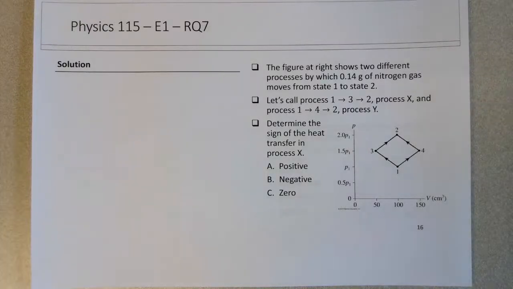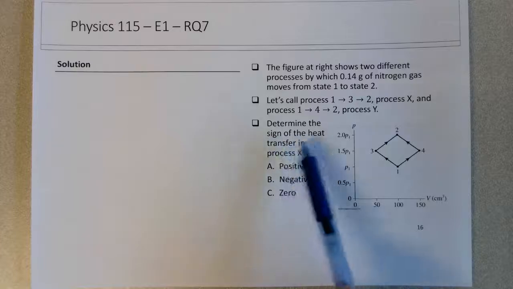Okay, so in review question 7, looks like we've got an ideal gas process. The figure below shows two different processes in which 0.14 grams of nitrogen gas moves from state 1 to state 2. I guess we just assume that we can treat nitrogen gas as an ideal gas in this situation. Let's call process 1 to 3 to 2 process X, and 1 to 4 to 2 process Y.